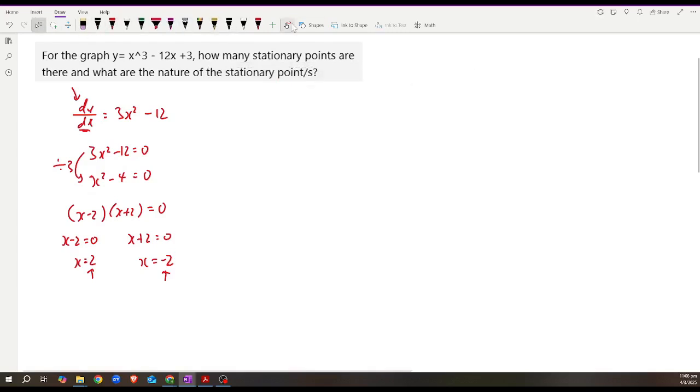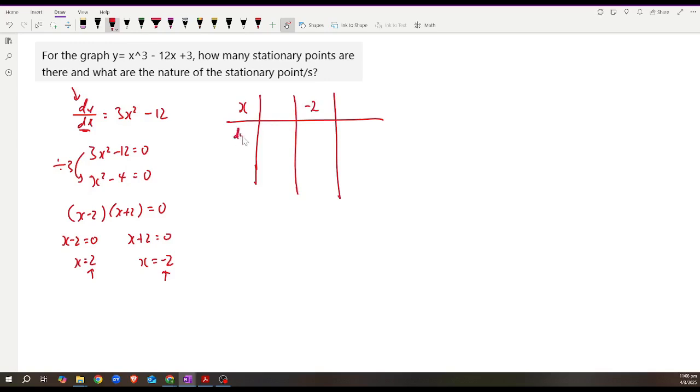Normally we would draw a table. We have x at the top row, the values of x. We divide it into 3 more columns, and then we'll put the first stationary point in the middle. In the next row we will put the values of dy dx, the gradient. So this would be for where x equals minus 2. Straight away the gradient at x equals negative 2 we know is 0 already, because that's how we found the stationary point in the first place.